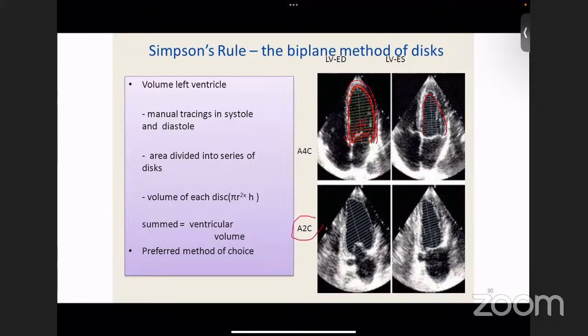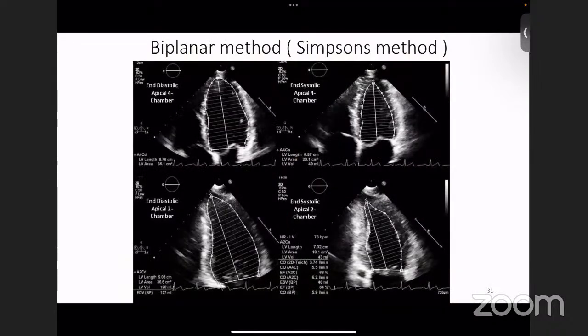Then you do a 2-chamber view and repeat the steps you did before. In diastole you see the volume, and in systole you see the volume, and then the ultrasound machine will automatically calculate the ejection fraction. This is the most preferred method because you are calculating in both dimensions, in a 3D way. But it is quite tedious and time consuming. For our bedside, I think EPSS and the M mode are more than enough. This is the same image of the calculation of Simpson's method.